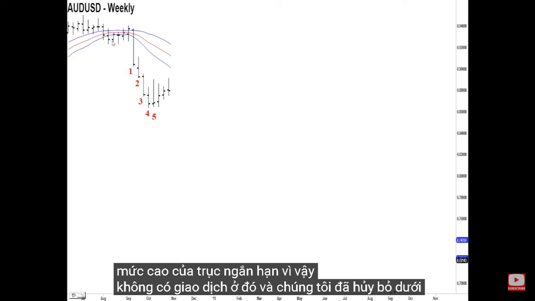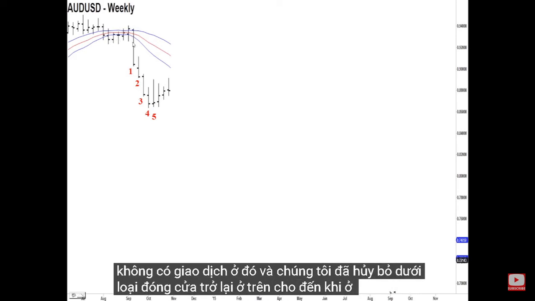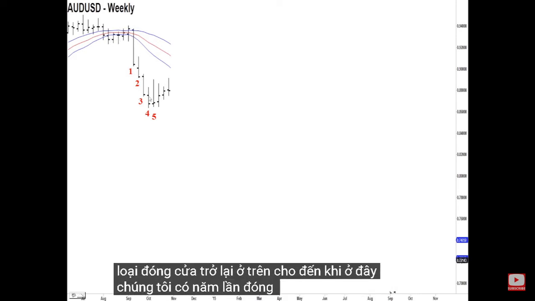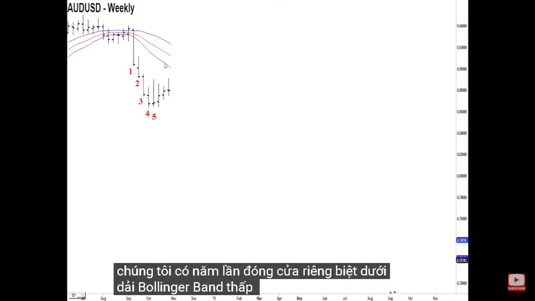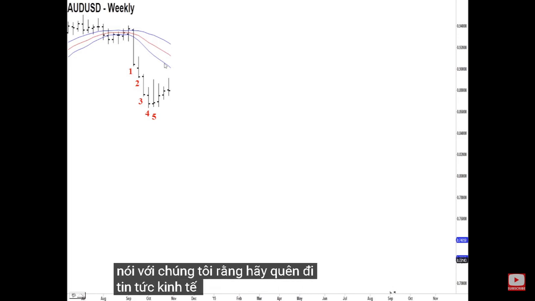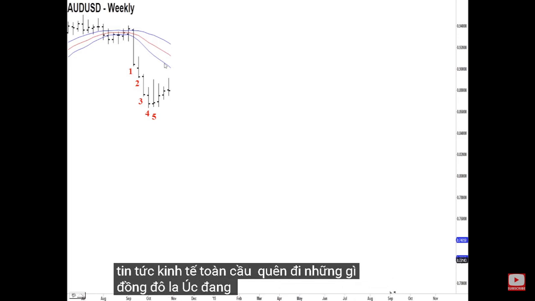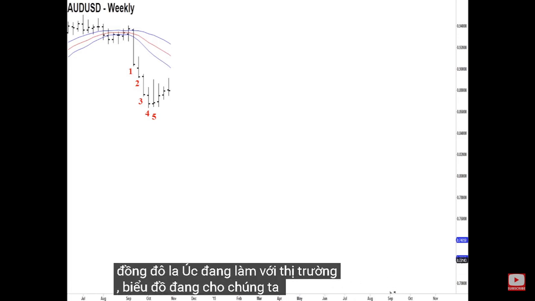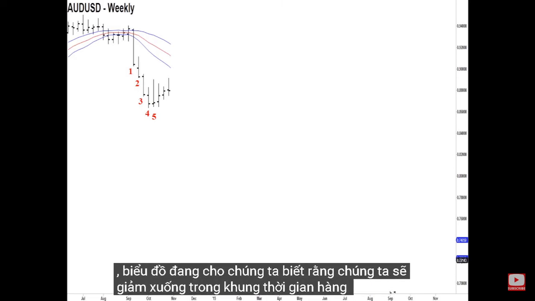And we oscillated below, kind of closed back up above until here. We had 5 distinct closes below the lowest Bollinger Band. So what is this telling us? Forgetting about global economic news, forgetting about what the Australian dollar is doing, the chart is telling us we're going lower on a weekly time frame.